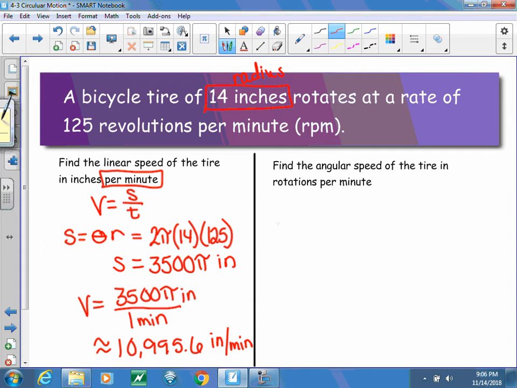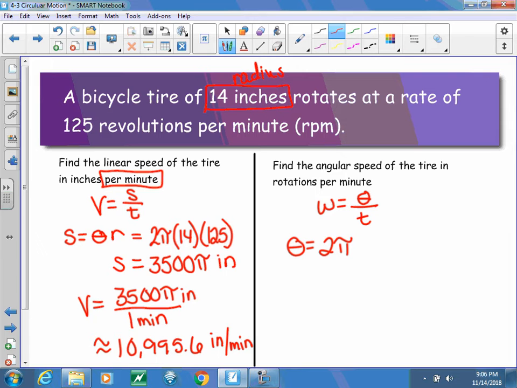Looking at the angular speed, this time we are going to take our value of theta and divide it by the amount of time. It says find the angular speed of the tire in rotations per minute. So when we take a look at the central angle, we're again going to use radians. Theta here is equal to 2 pi, but we've got to understand that we are doing 125 revolutions.